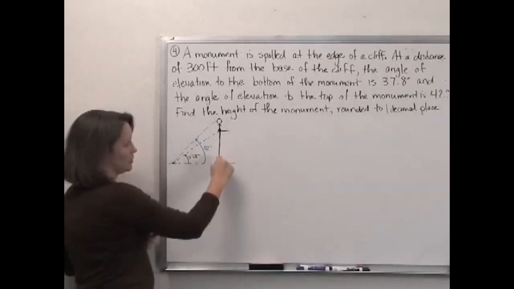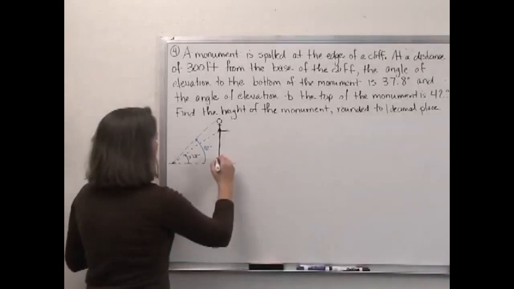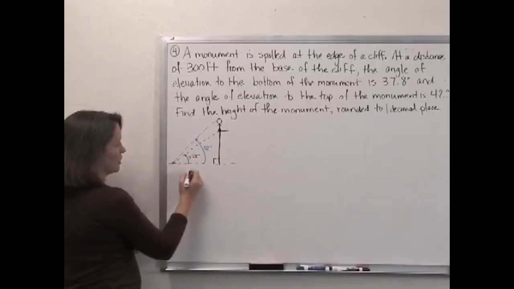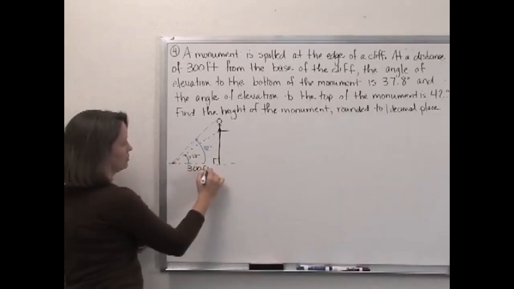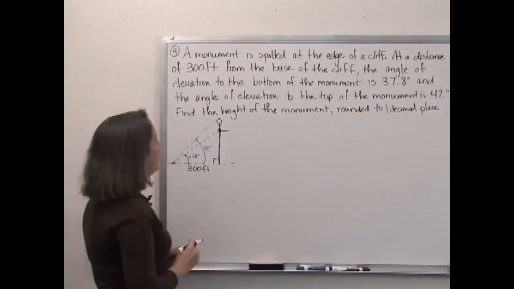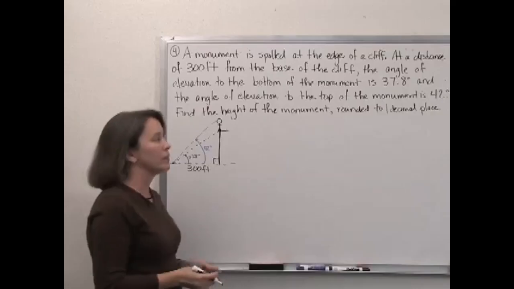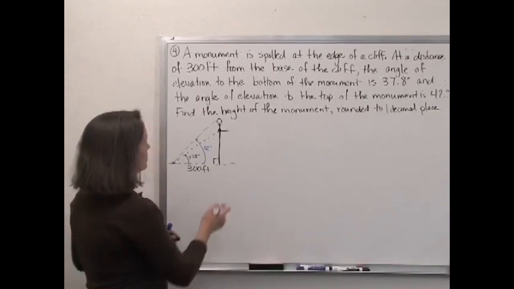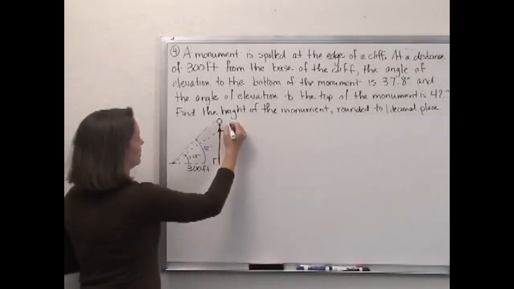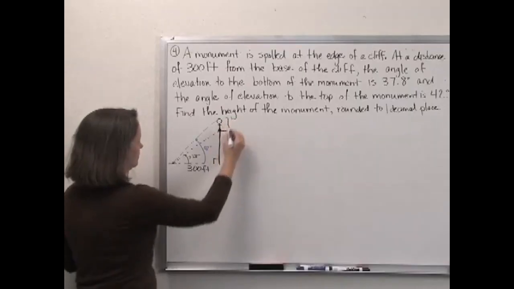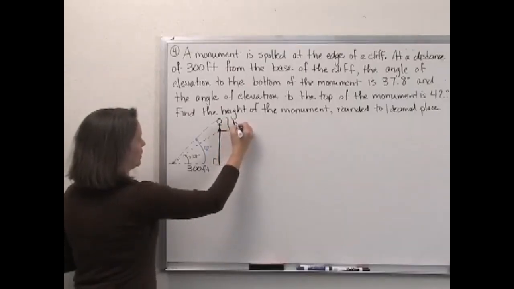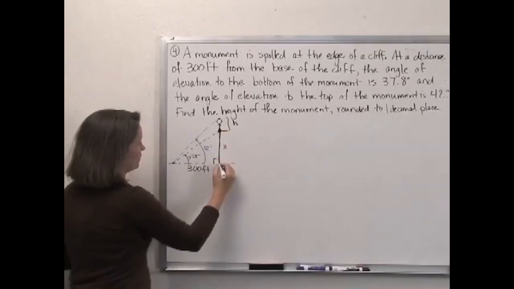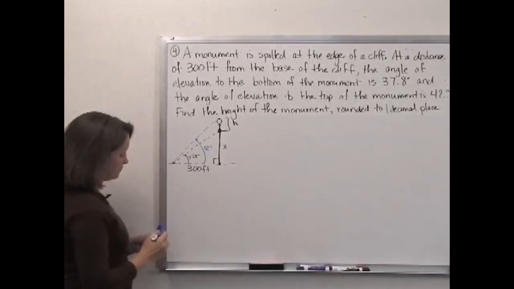We're going to assume the cliff is perpendicular to the ground, so we have a right triangle here. We were told we were standing 300 feet away, so let's label the 300 feet. This is really all we know, but we do have some unknowns that will be helpful to us. We're asked to figure out the height of the monument, so h is going to be the height of the monument, and then x is going to be the height of the cliff.